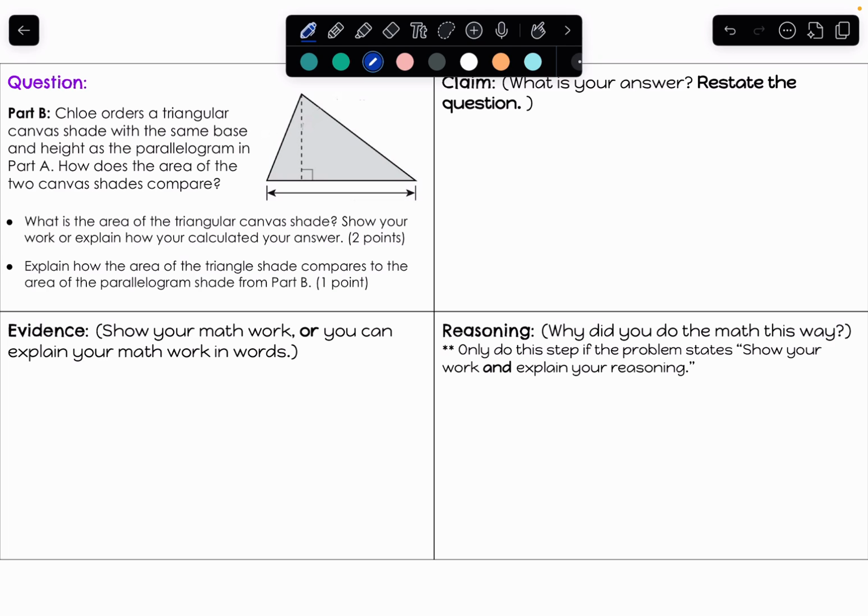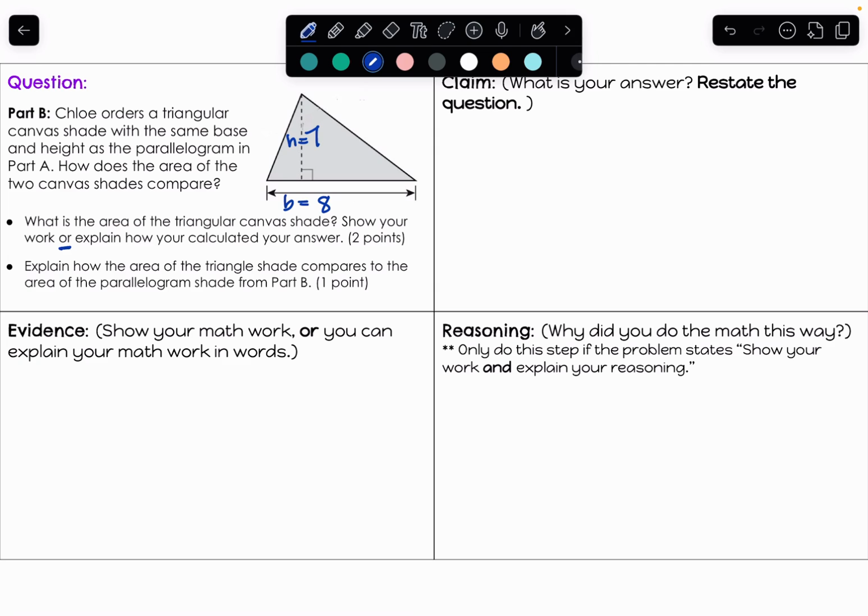First one says, what is the area of the triangular canvas shade? Show your work or explain your reasoning. So we could do either one. So I'm going to go ahead and label my base and height because it's the same exact base and height as the parallelogram in part A. Base is 8, height is 7 meters.